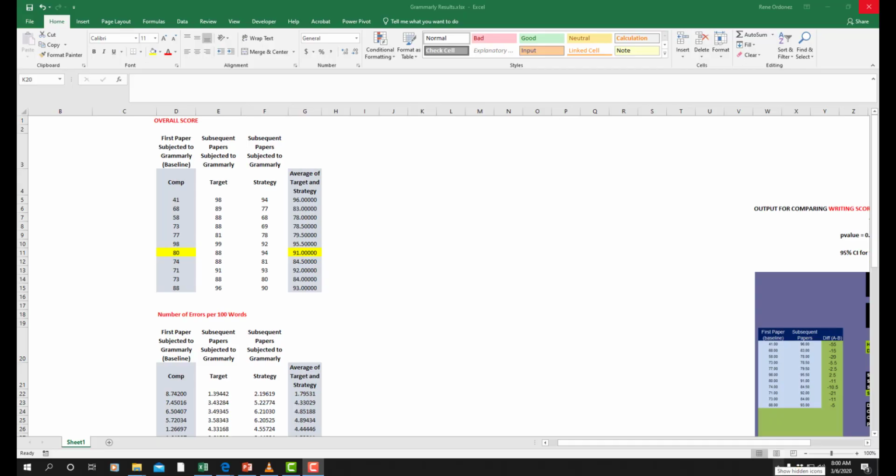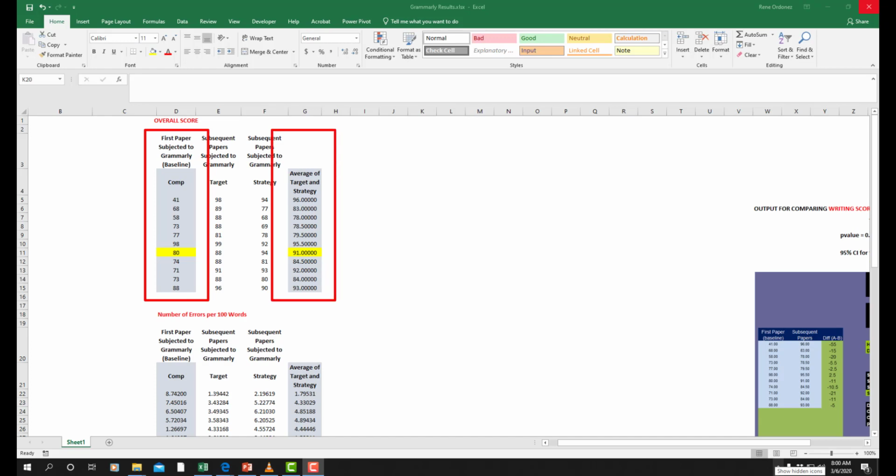So to answer this question, Joan and I teach a business strategy class where we require students to submit research papers every week. In this worksheet, you see a couple of columns. It says the first paper subjected to Grammarly. This was the baseline numbers. And then for subsequent papers on target market and then strategy, we looked at the scores as reported by Grammarly on these papers.